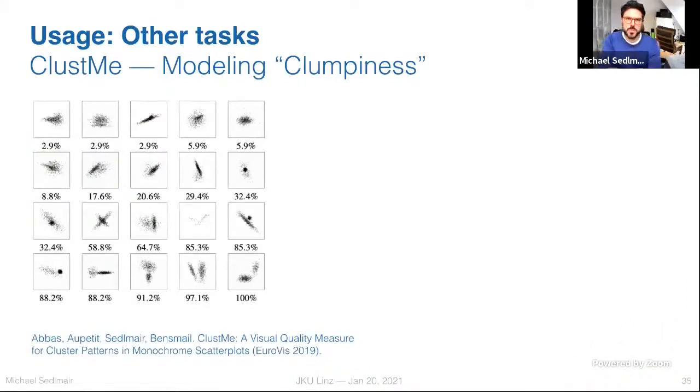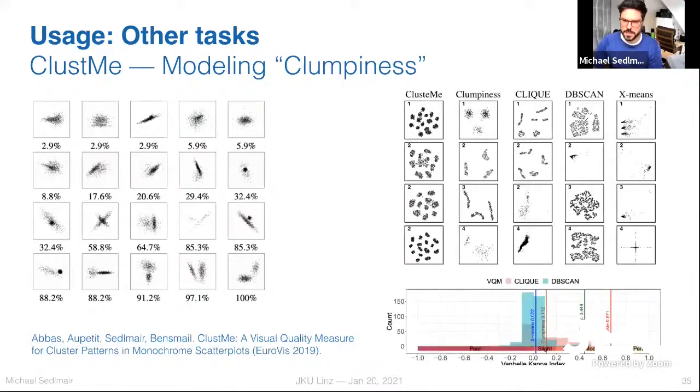Of course, we can also do other tasks. In the meantime, we also used it for scatter plots that had no colors, so what we generally would call clumpiness. So do I see some clusters, some clumps forming here? You can run the same process. You gather some ground truth data from human beings, train a model, and then use it. And we again found that our methods would align better than the methods that were previously proposed, such as the scagnostics measure of clumpiness.